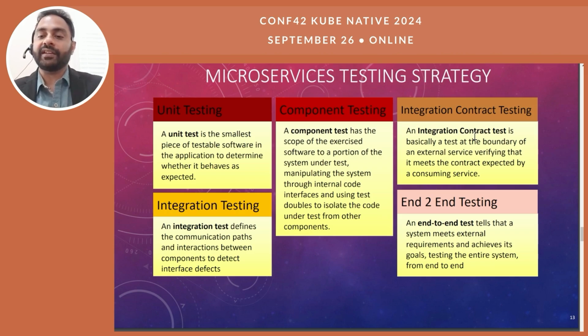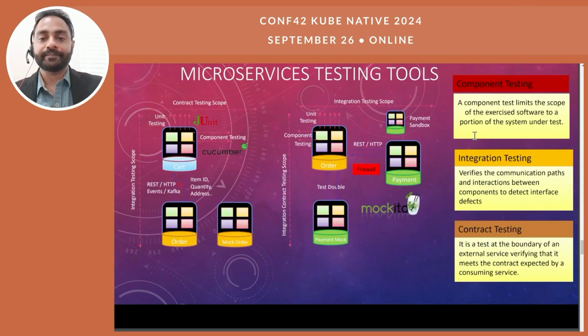And finally, there is end-to-end testing, which tells us that a system meets external requirements and achieves its goals, testing the entire system from end to end. Some of the tools we can use for microservice testing are Cucumber and JUnit, which help us do mocking. And then we have Mockito, which is a great tool to mock the service responses when each service is connected to the other one.